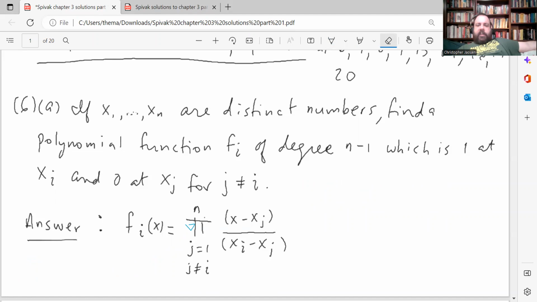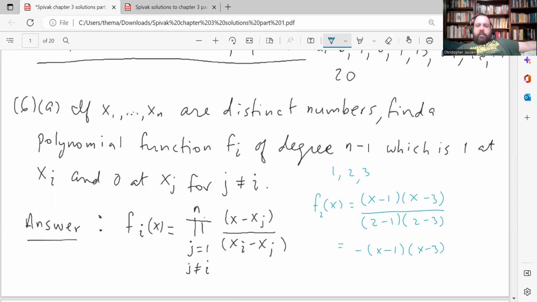All right, so this is the way we're defining that polynomial. Let me do a specific example because it might be confusing looking at it written that way. Let's say that we have 3 numbers. Let's do 1, 2, and 3. And say I want to write down the function f sub 2 of x. Using the definition here, that would be equal to x minus 1 times x minus 3 divided by 2 minus 1 times 2 minus 3, which is negative x minus 1 times x minus 3 when you simplify.